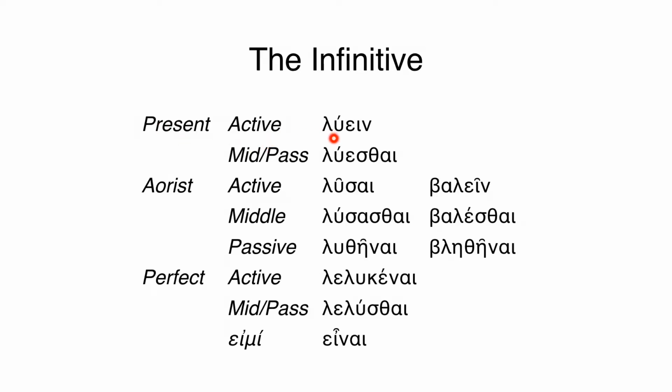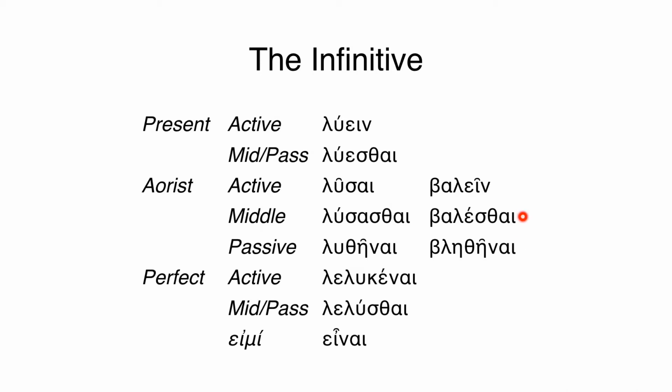Present active infinitive is luein. The middle passive infinitive is luesthai. So we don't have big tables to learn, which is good news. When we switch to the aorist, the first aorist is lusai. The middle is lusasthai. And the passive is lythenai. You'll notice the characteristic sigma in the aorist active and middle forms, and the characteristic theta in the aorist passive form.